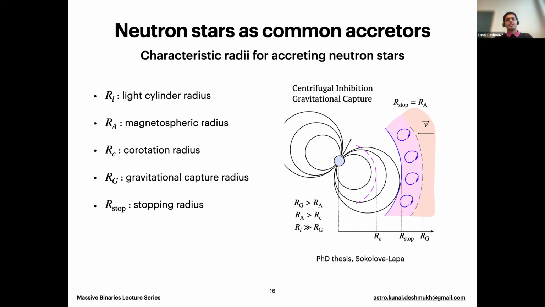Then we have the gravitational capture radius. This is a bigger radius where material is bound to the neutron star. If something is within this radius, we can say it is bound to the neutron star, even if it's not accreted onto it. And finally, we have the stopping radius, r stop. This doesn't have a single value. It depends on the different parameters in play, and it basically tells us where the material stops, until where the material can get before it faces an equal and opposite push out. So with all these in mind, I want to discuss a few cases of accretion onto the neutron star.